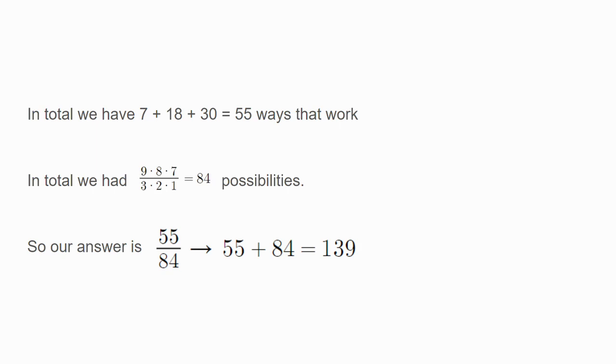In total, we could have chosen any 3 of the 9, which is a total of 9 choose 3, or 84 possibilities. Hence our answer is 55 over 84, which goes to 55 plus 84, since it's an AIME and they always ask for the m plus n stuff, which is 139. Okay, so far so good.